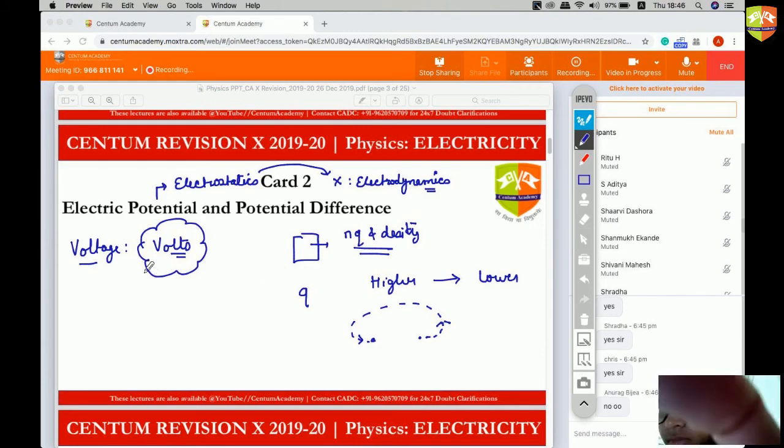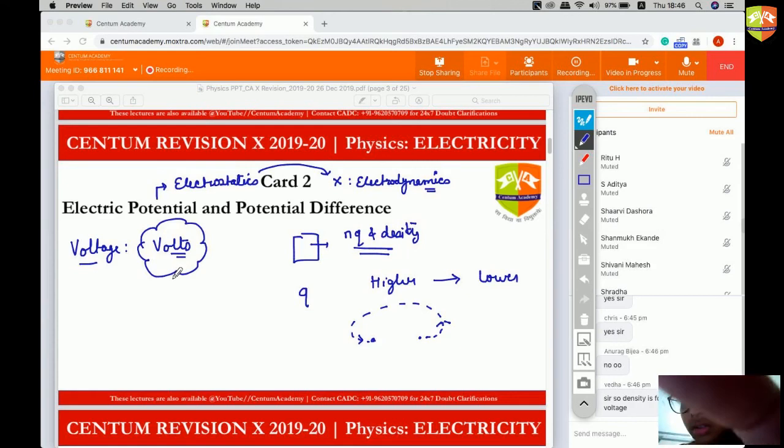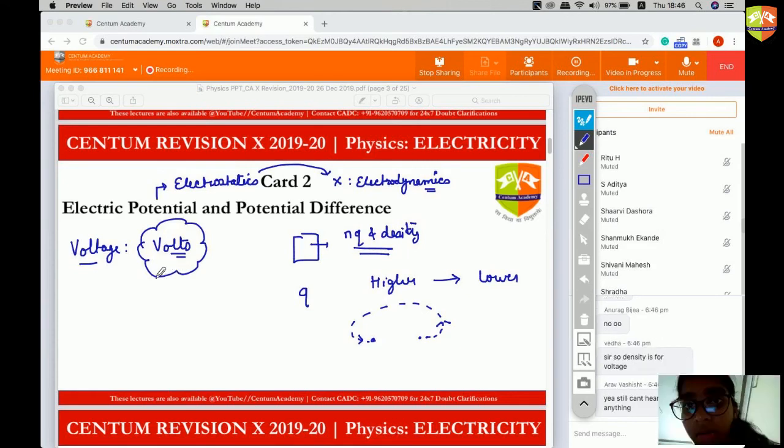Now, what Anurag is saying, that voltage is the work done to move a single coulomb of charge. Understand this: it is not the voltage, it is potential, and that is in terms of electrostatics. In 10th grade, you are telling the answer which I explained to you in the class. In 10th grade, you don't have electrostatics.